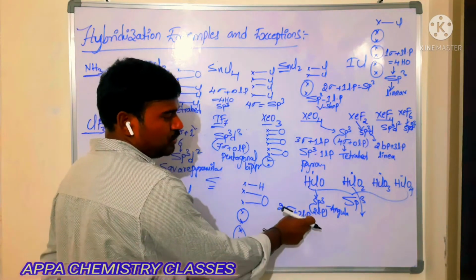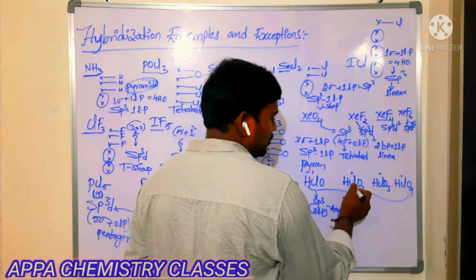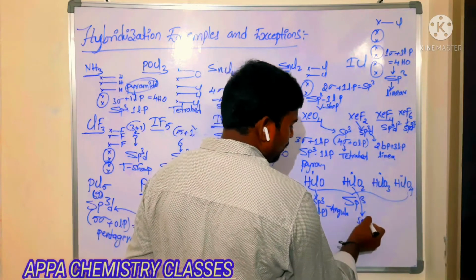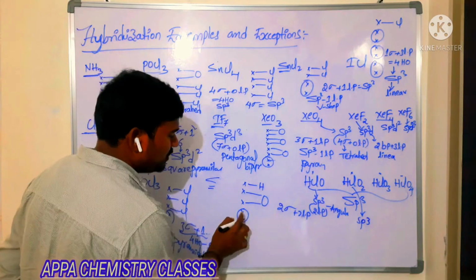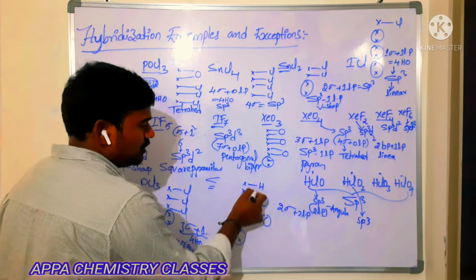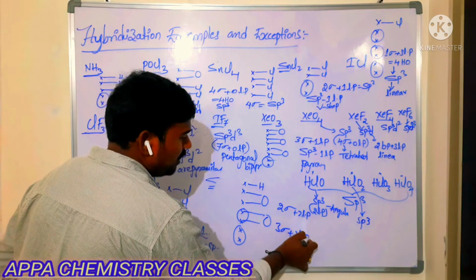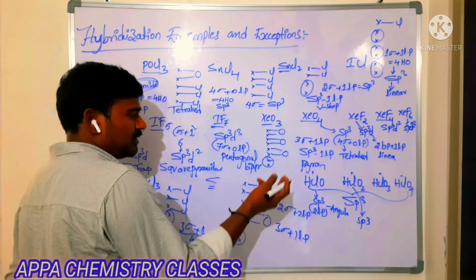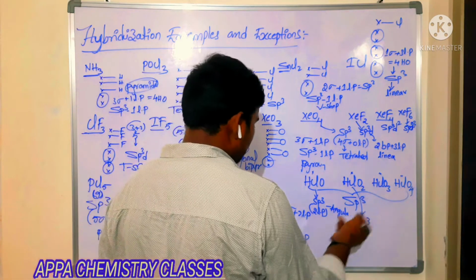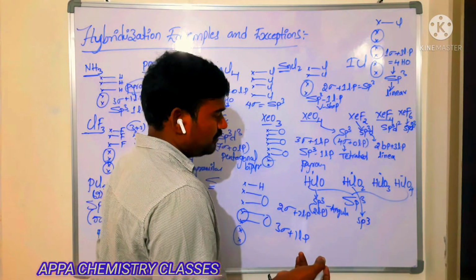So 2 sigma, 2 lone pairs, sp3 with 2 lone pairs, angular. Now it is also sp3 with 1 lone pair. You see there are 2 oxygen atoms now, so 2 oxygen atoms and 1 hydrogen. How many sigma bonds? 3 sigma bonds plus 1 lone pair. So it will participate in sp3 hybridization with 1 lone pair, that is pyramidal shape.